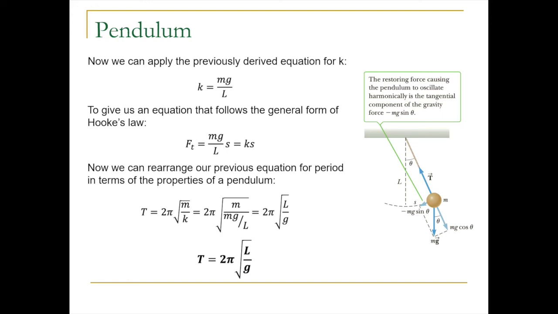First and foremost, it is independent of the angle that we pull it back. Remember, this is only true in the case of a small angle approximation. We've limited it to about 15 degrees, and if you go farther than that, 20, 30, 40 degrees, the accuracy of this equation for the period will certainly drop. You may also be interested in how it's proportional to the length of the pendulum.